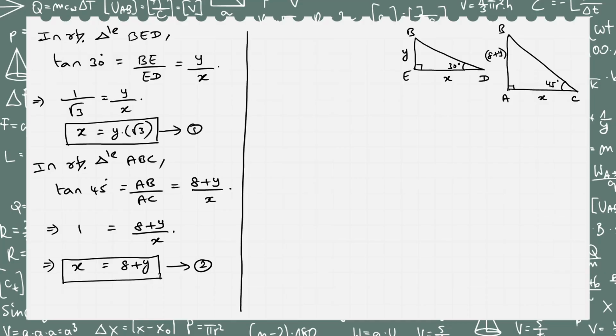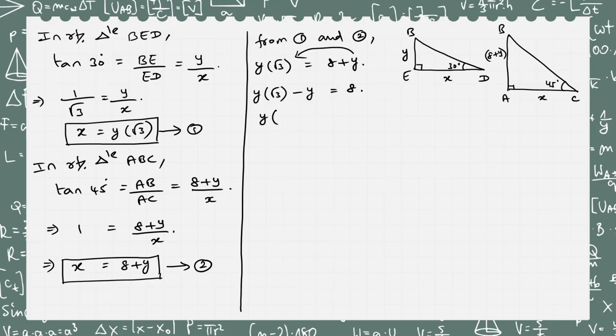Okay, now look at our equations 1 and 2. Both of them have x on the LHS. So what do you mean by that? Both the LHS are equal, so both their RHS will be equal to each other. So we can equate them from equations 1 and 2. y into root 3 equals 8 plus y. All the y values we would like to combine on one side of the equation, so let us take this y also to the other side. So y into root 3 minus y equals 8.